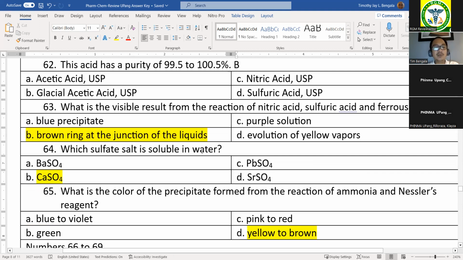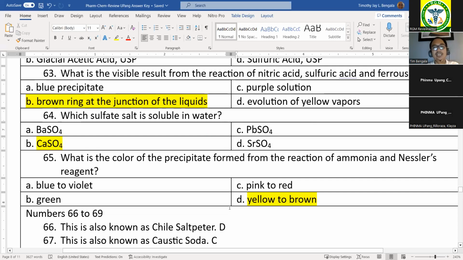So next, which sulfate is soluble in water? So binanggit natin, in terms of the trending, yung dito sa dalawa ng group 2A, tsaka itong tatlo, kasi itong tatlong group 2A, pinaka-soluble would be yung calcium, yung pinakamaliit. While yung lead, alam natin na nag-form talaga siya ng white precipitate. Ito talaga yung official test na nasa USP. So kaya calcium sulfate yung sagot natin dito.